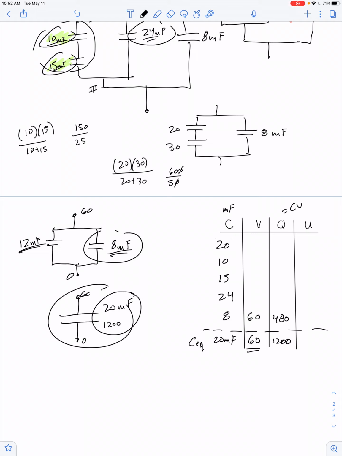All right, so that means if this is 480, and what I really mean is millicoulombs, right? So we'll just write here, this is implied to be millicoulombs. All I have to do is subtract the 480 from the 1200, and that's the amount of charge on this equivalent capacitance. So what is 1200 minus 480? Is my math right? 720?